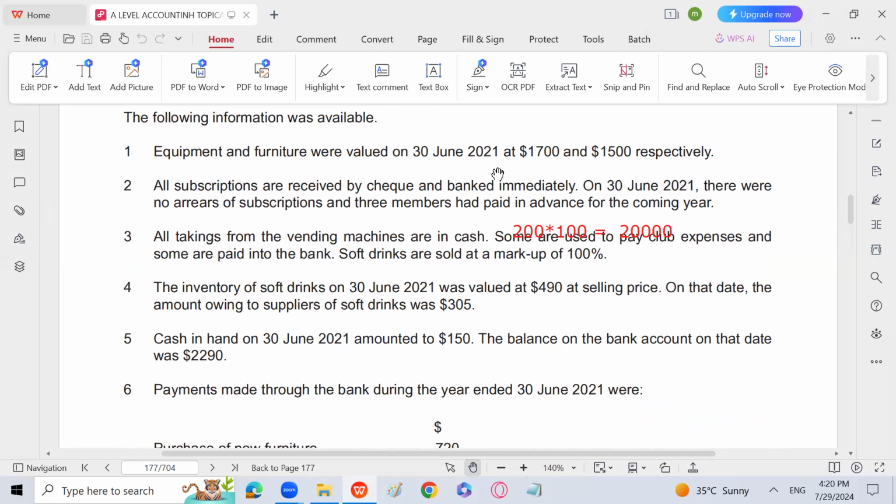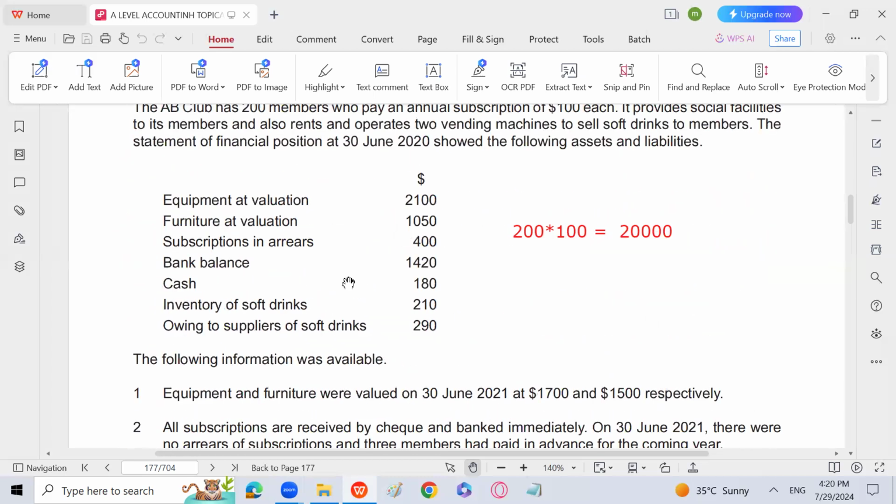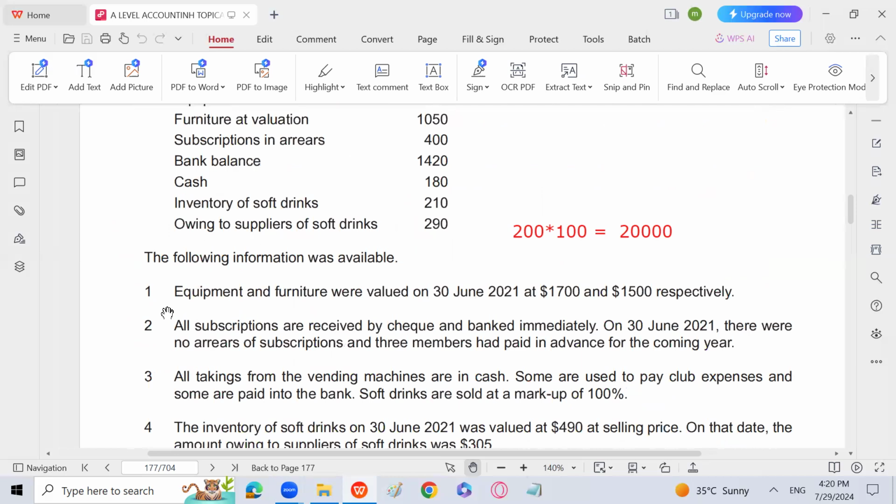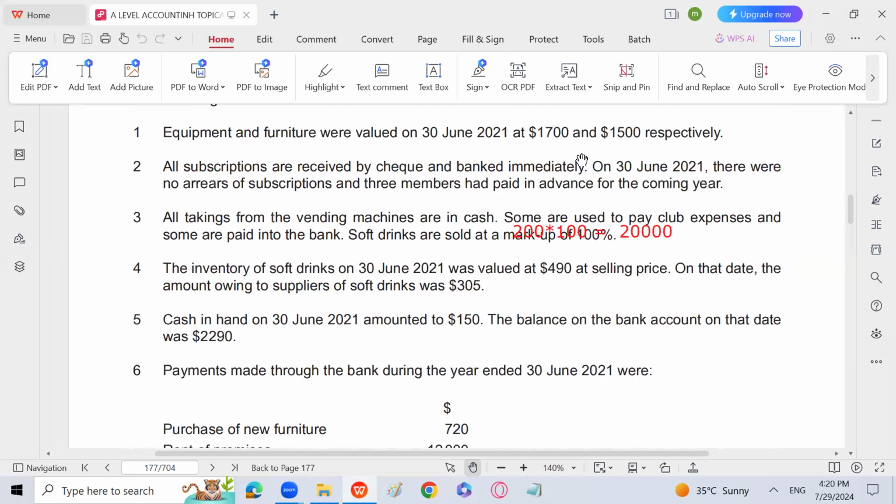On 30th June 2021, where over here it is written 30th June 2020. So these are the brought down balances of equipment and furniture, and these are the carried down balances of equipment and furniture. All subscriptions are received by check and banked immediately, right? All subscriptions are received by check and banked immediately.